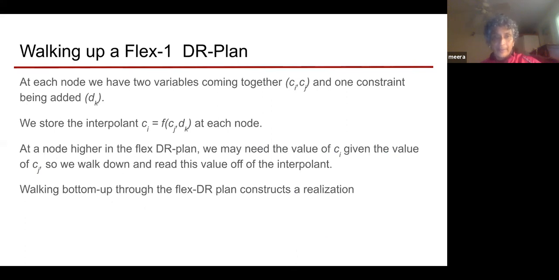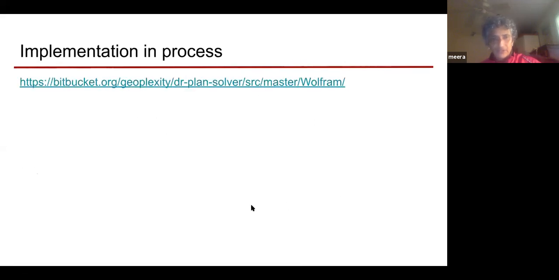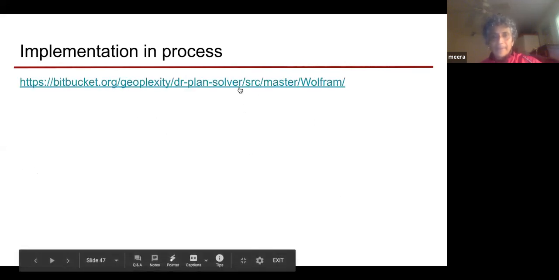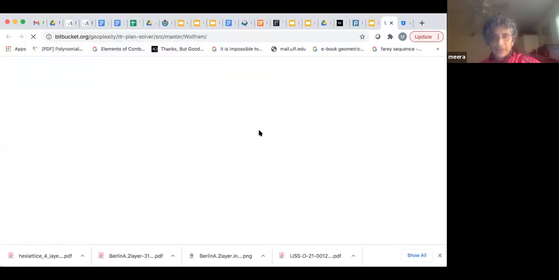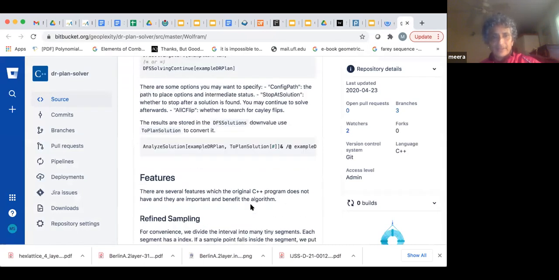So that's just walking bottom up through the flex DR plan, which now constructs your realization. I have a quick picture here. Let's see, what is it doing? Maybe it went here. Yes, okay, so this is our software that does this.